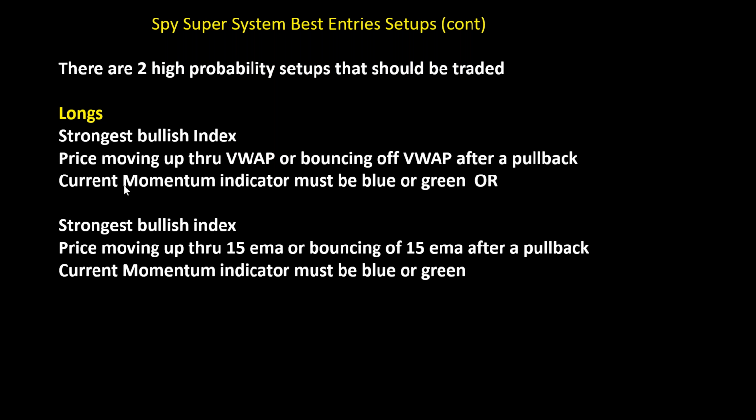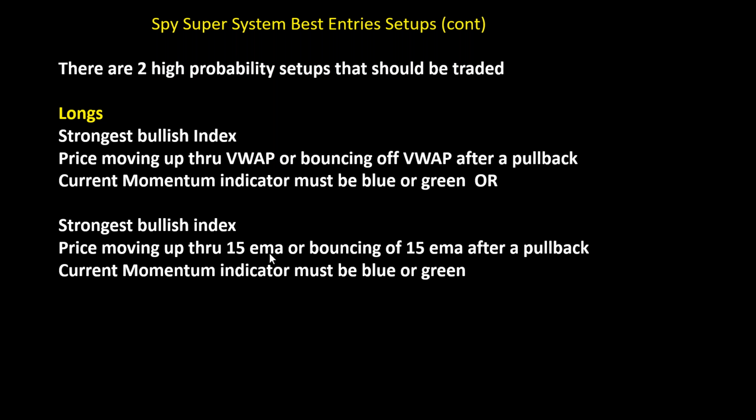And when that happens, the current momentum indicator must be blue or green. Now, it could have just turned blue or green in that candle. If it does turn blue or green on that candle, as I'll show you, that means you're catching it right early on. But you do want it to be bullish. We want the institutions in this trade. This blue or green color on the current time frame momentum tells us that the institutions are in this trade. And again, the strongest bullish index.